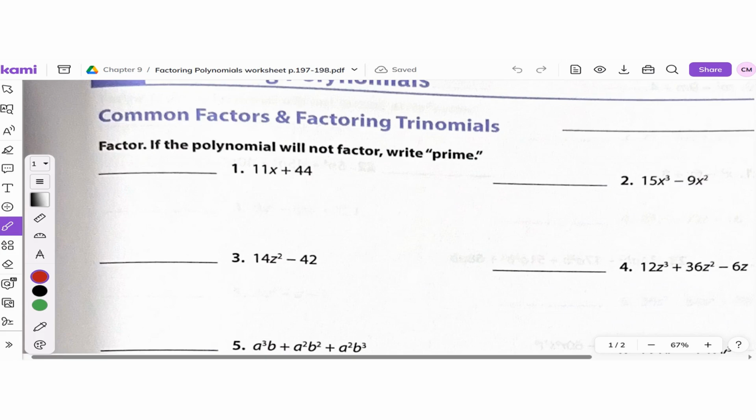Hi guys, so today we're going to be factoring polynomials. If it won't factor, we're going to write the word prime.